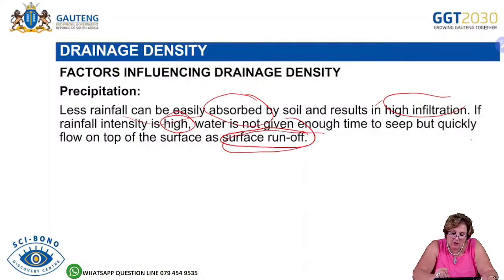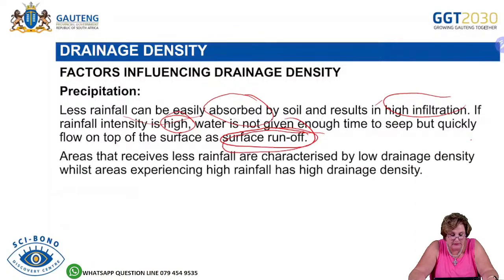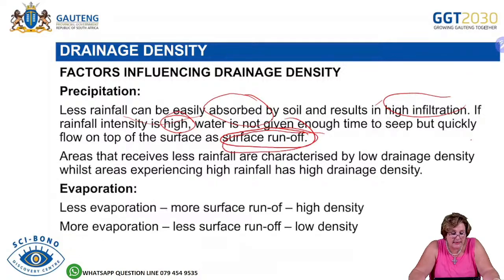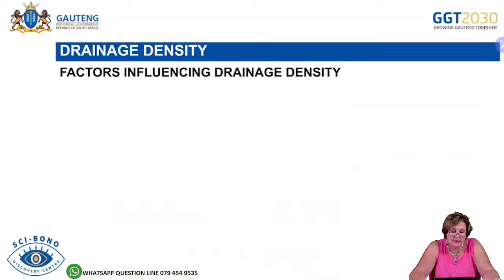So, in an area with high rainfall, I will have high density. In an area with less rainfall, we will have less density. Evaporation: if there's less evaporation, that means it's not that hot in that area. I have more surface runoff, therefore high density. Where it's an area with more evaporation, it evaporates when it's very warm and very hot. I have less surface runoff, therefore low density.